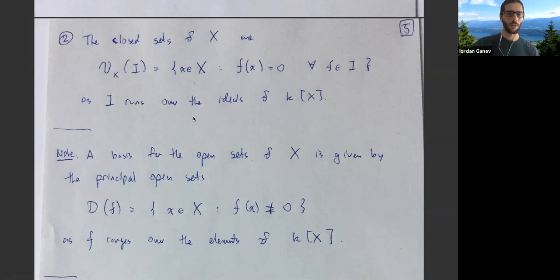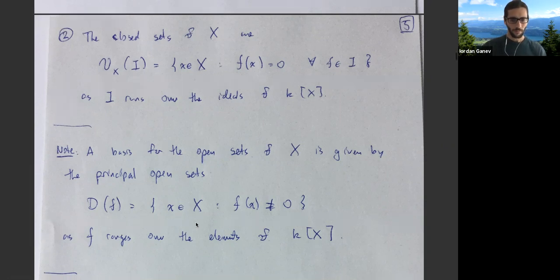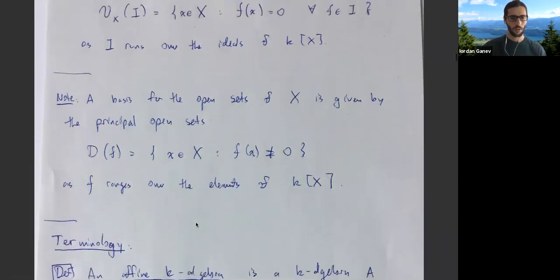And so those are the closed sets, and I wanted to make a note about the principal open sets. Before we talked about principal open sets in the vector space K to the N, but we can also think about principal open sets in X, and those are given as follows. If we have F in the affine algebra K[X] of X, then we can think about all points where that function is non-zero, and that's the principal open set. Okay. So that's the idea about affine algebras.